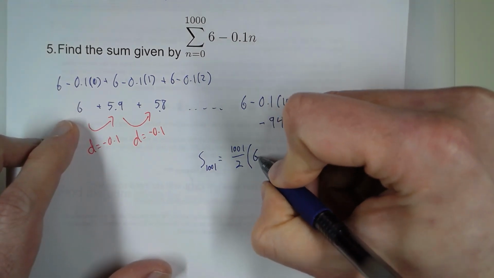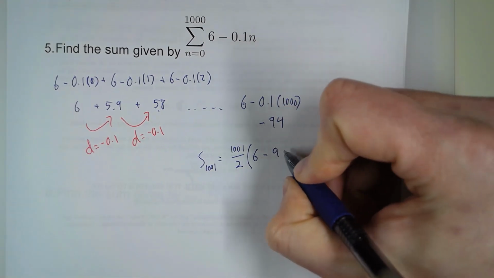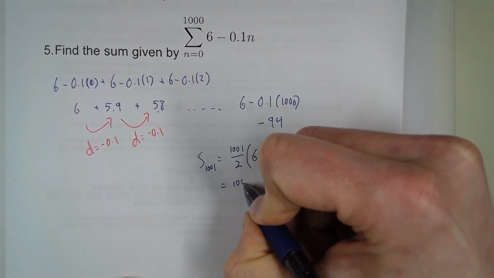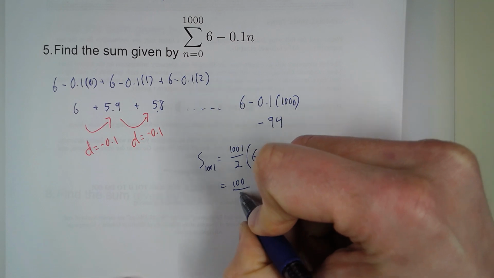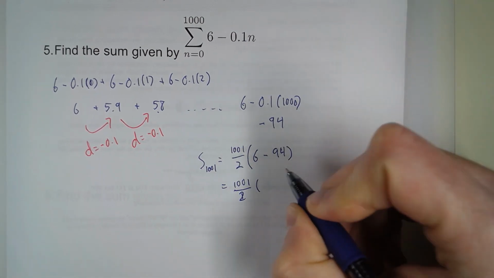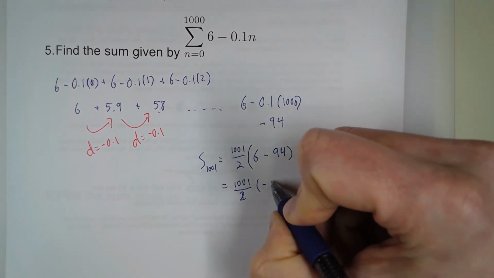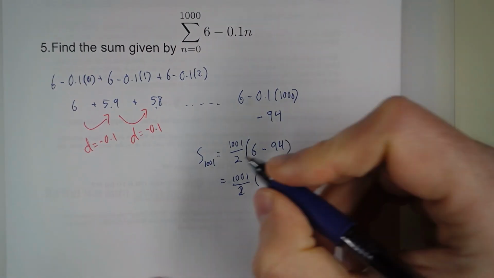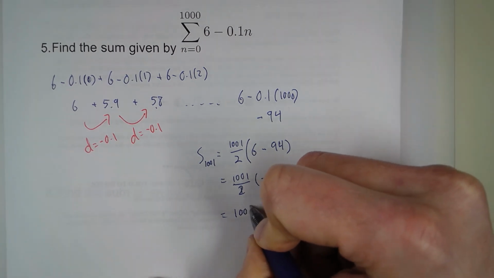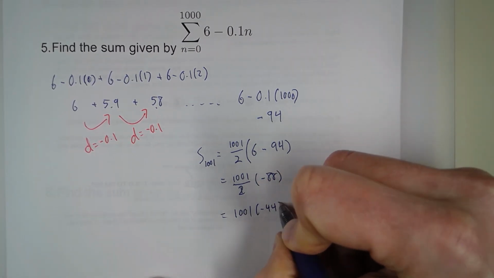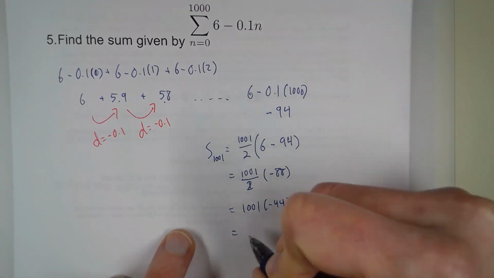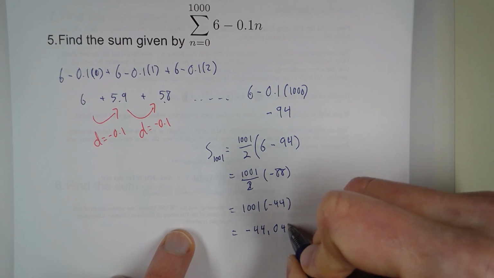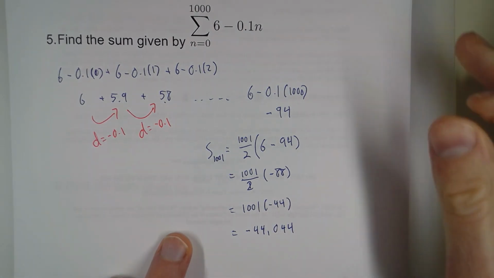And so the first term is 6. And the last term is negative 94. And if I take 6 minus 94, I get negative 88. And I can divide the negative 88 by 2. And so I get negative 44,044 for my total.